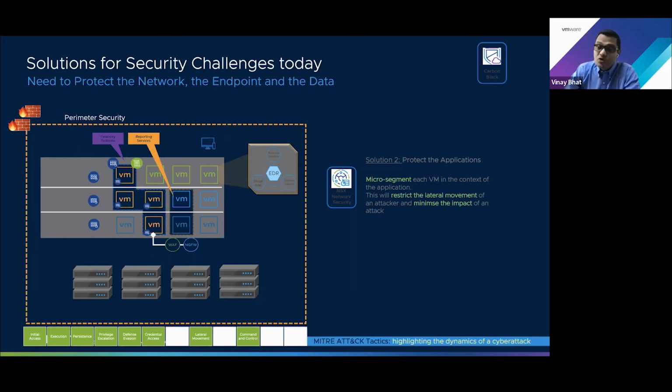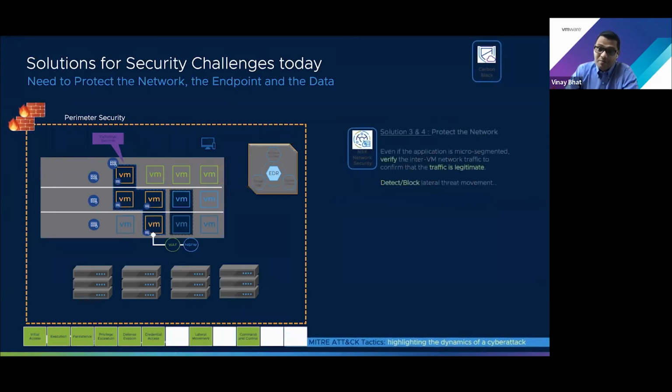I can do virtual patching because of this, for elements like Log4j. If you have Log4j elements spread across your virtual machines, even if you don't have a patch today, I can go ahead and stop them, because I know the signatures of those attacks, and I can do that in a distributed manner. And that's what VMware does through its NSX platform.